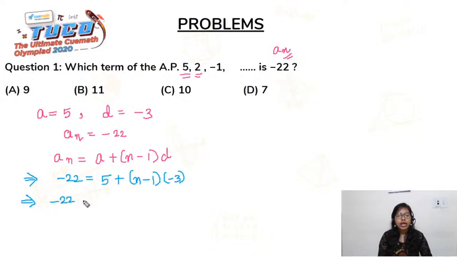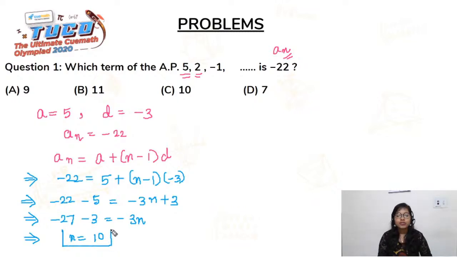Minus 22, and I could take this minus 5 to the other side. This would become minus 3n plus 3. So this is going to give us minus 27 minus 3 is equal to minus 3n. And that's going to give us minus 30 is equal to minus 3n. So n is going to be 30 over 3, which is nothing but 10. So from here, I could say that this term minus 22 is nothing but the 10th term, and hence option C is the right answer to this.